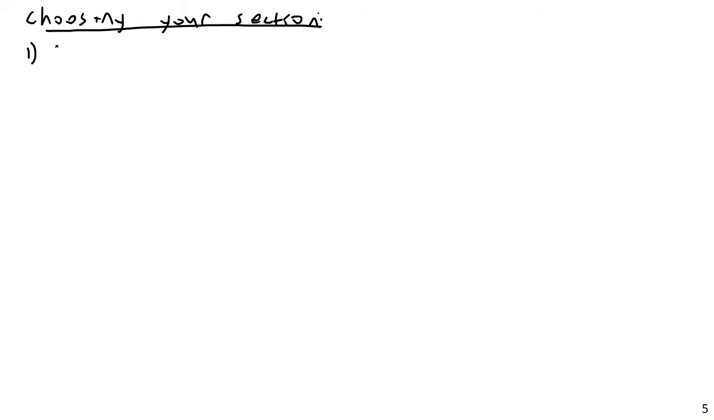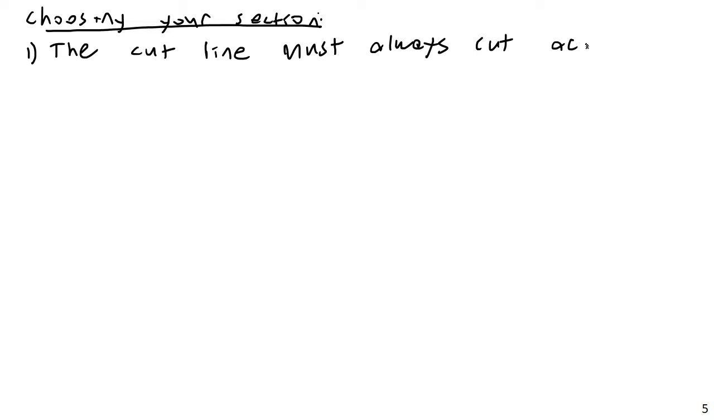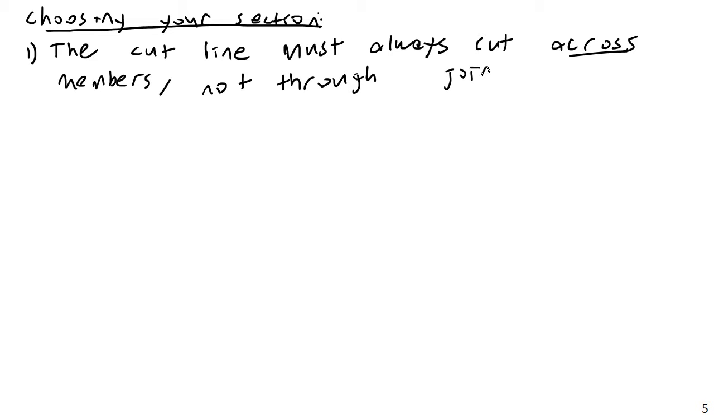One, the cut line must always cross members. Directly across members. Not through joints. Things get complicated if you try to cut through a joint. And the reason that it gets complicated is because we treat joints as idealized point particles. And if you try to cut through joints, you'll have a hard time figuring out what force is on your section.